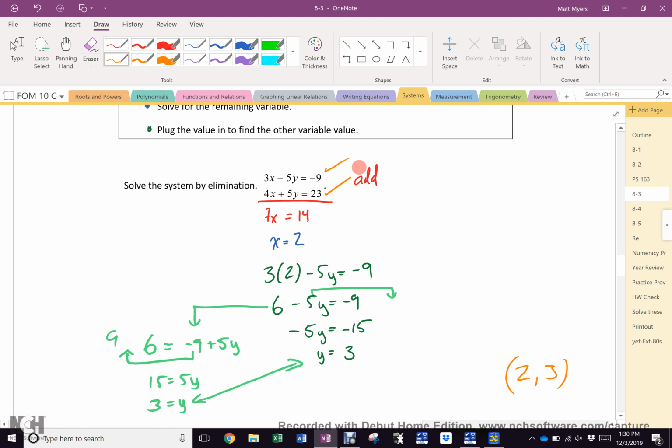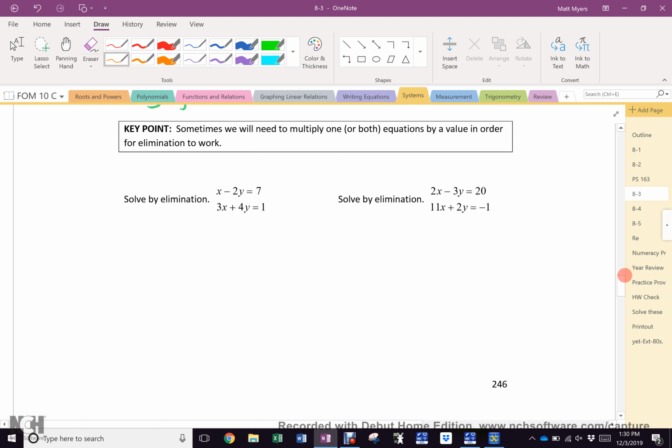Yeah. Excellent. Now, this is when you tell me, this way's way easier. Why didn't you show it to us first? It's the same thing. Eliminate a variable, sub it in, do some algebra. It's the exact same thing. Now, this is where it gets tricky. Please read this. Sometimes we will need to multiply one or both equations. So, let's look at this first one.